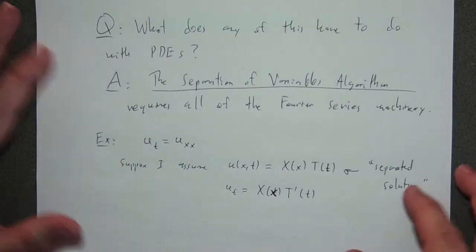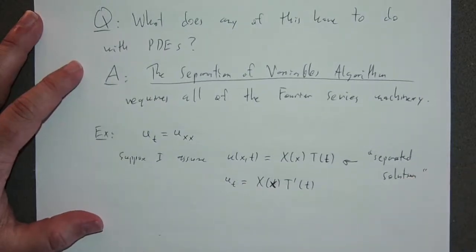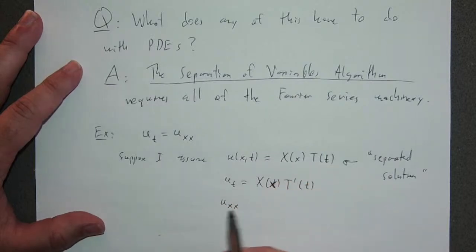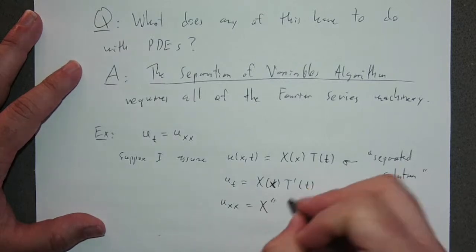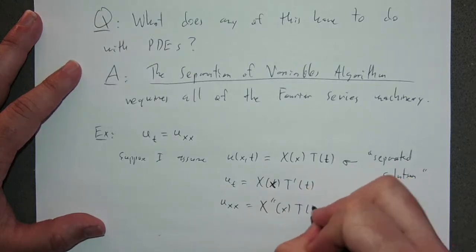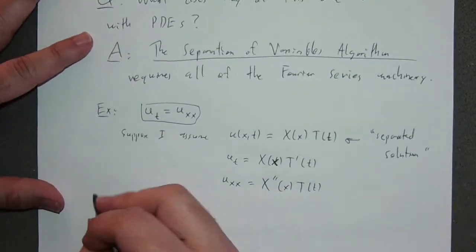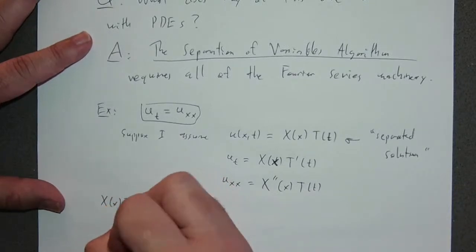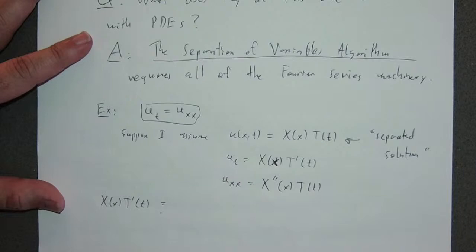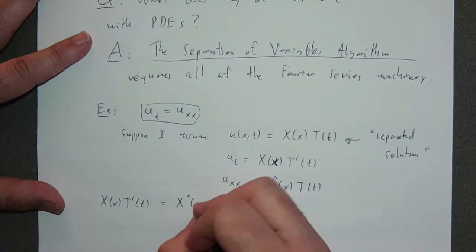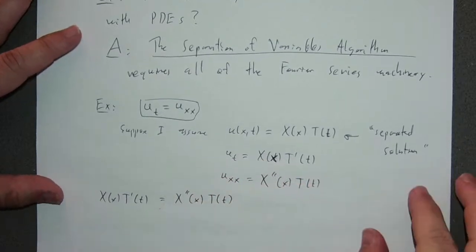Then, u sub xx, these two partials only hit the X function, so this is X double prime of x times T of t. But the fact that these satisfy the heat equation tells me that X of x times T prime of t is equal to X double prime of x times T of t.